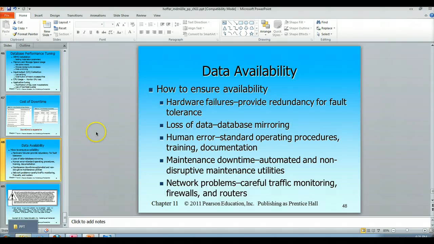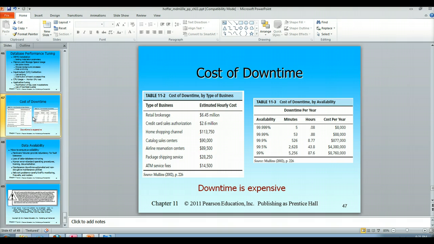So why is this so important? Let's look at the cost of downtime. And again, this is really just trying to point out the fact that downtime is expensive. So, for instance, if you're a retail brokerage house, if you're down for an hour, you're talking about the loss of $6.5 million.